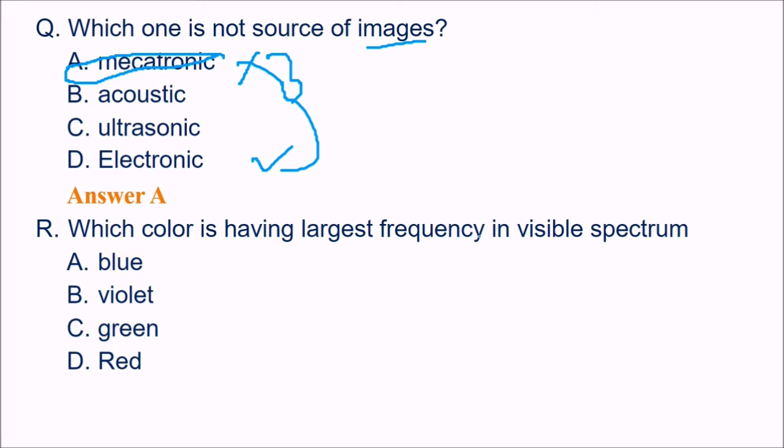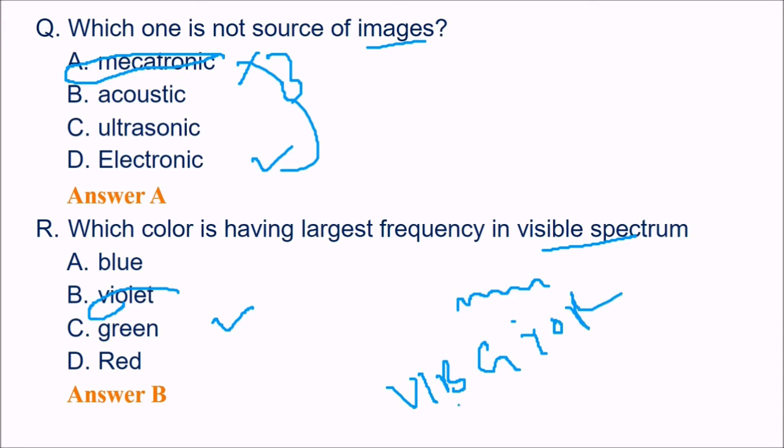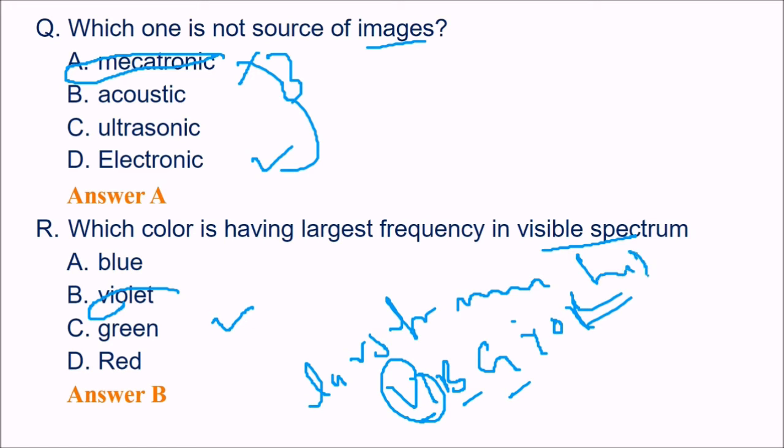Which color has the largest frequency in the visible spectrum? Largest frequency means the lowest wavelength. Which one is this? Got it right? The answer is violet. See, we call it VIBGYOR. Violet, then blue, then green, and then red. Red is the lowest, and violet has the largest frequency.